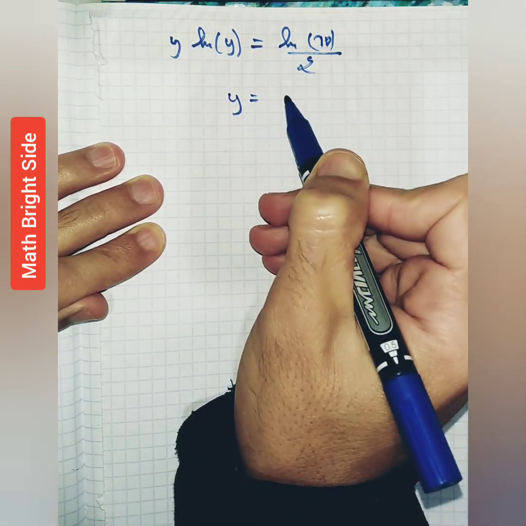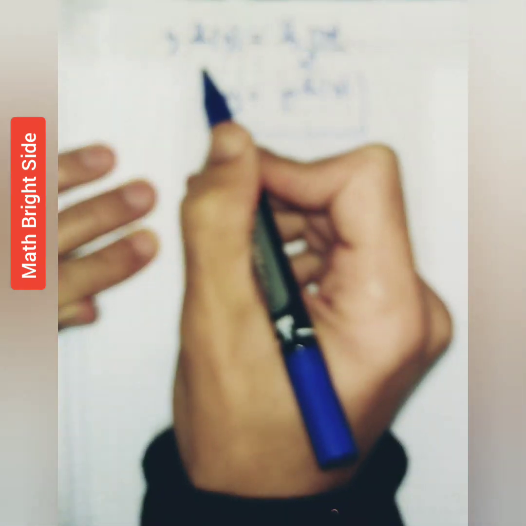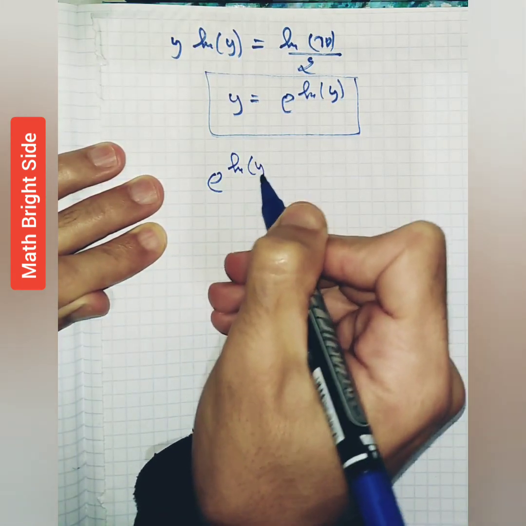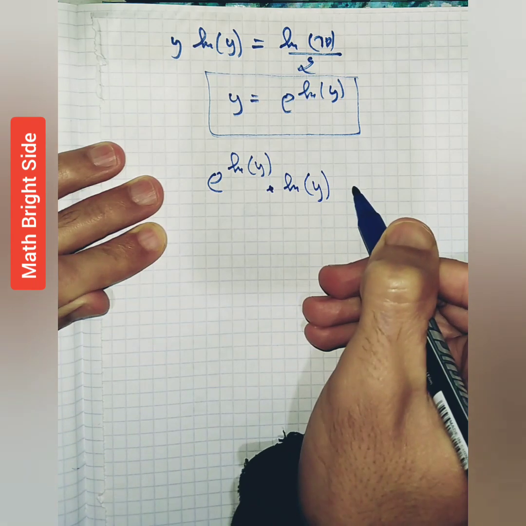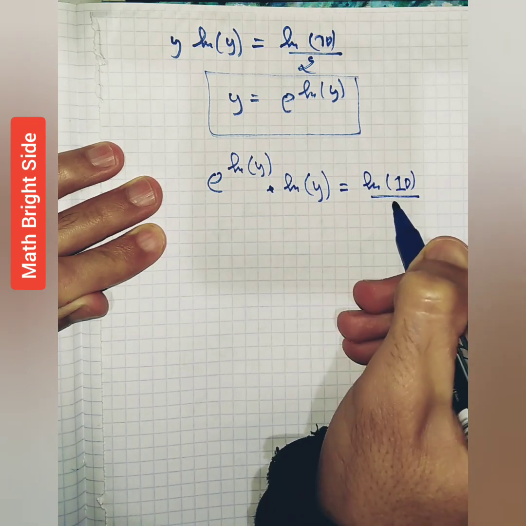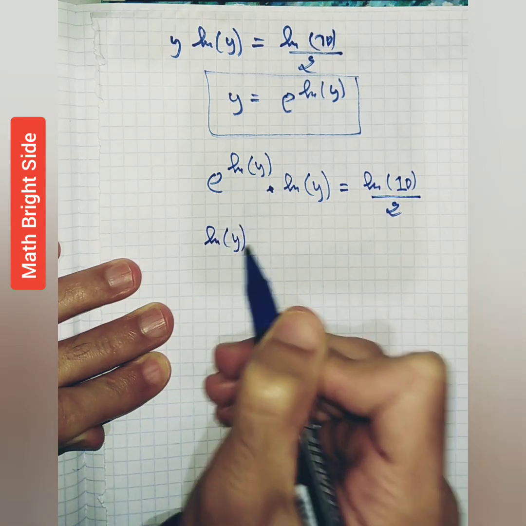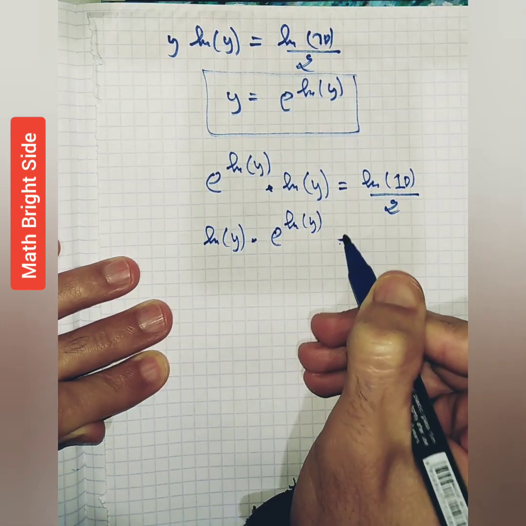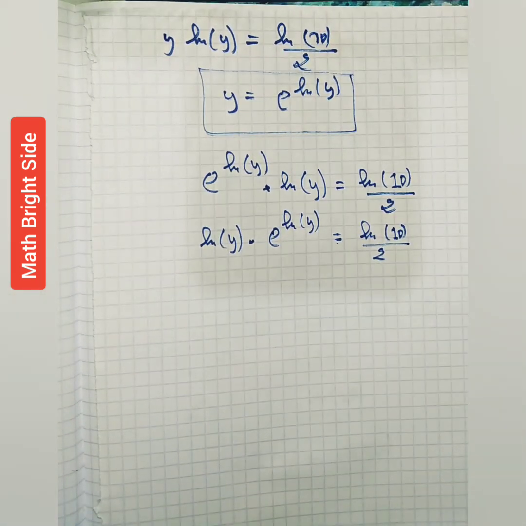Note that y equals exp of ln y. So exp(ln y) times ln y equals ln 10 over 2. So this equals ln y times exp(ln y) equals ln 10 over 2.